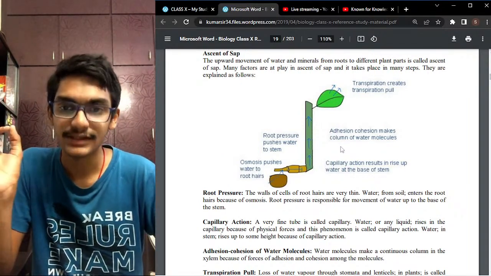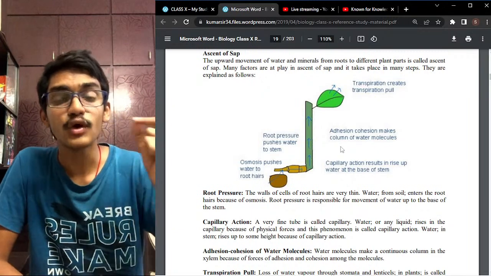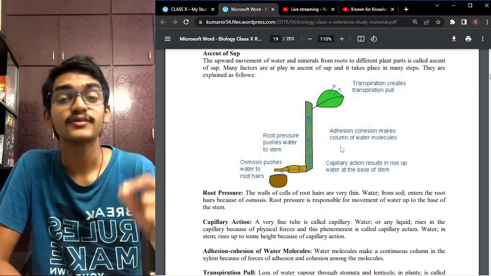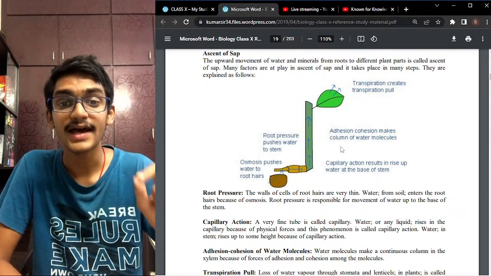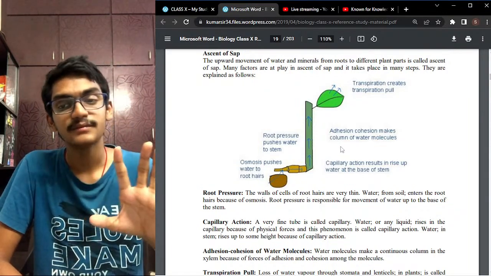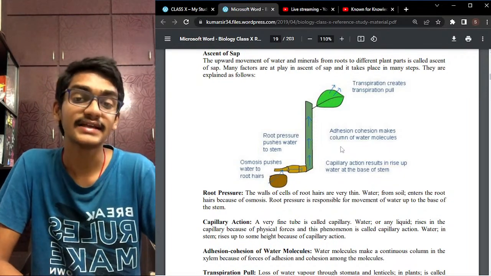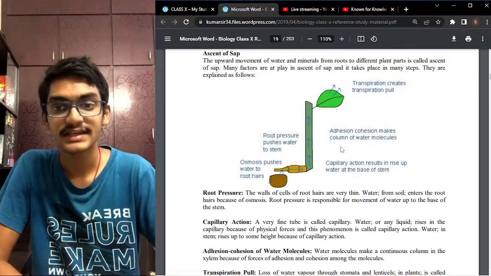First is the ascent of sap. The ascent of sap is nothing but the upward movement of water and minerals from the roots to the different parts. First you have to remember that many factors are at play in the ascent of sap, and as it takes place in many steps, they are explained as follows.